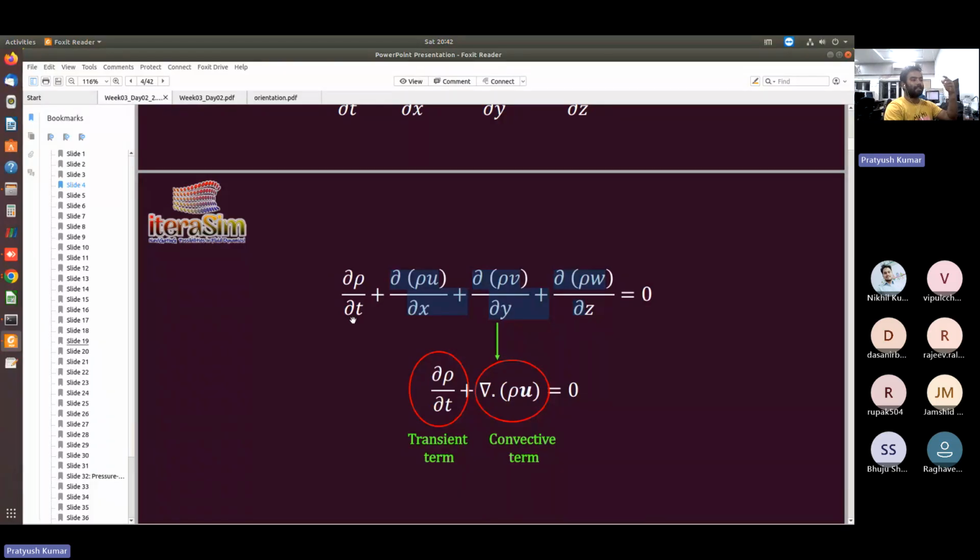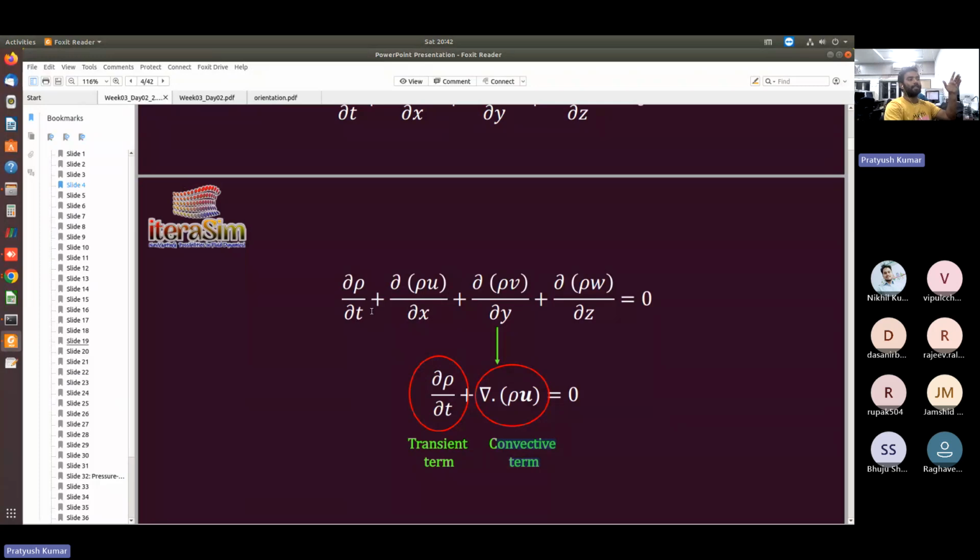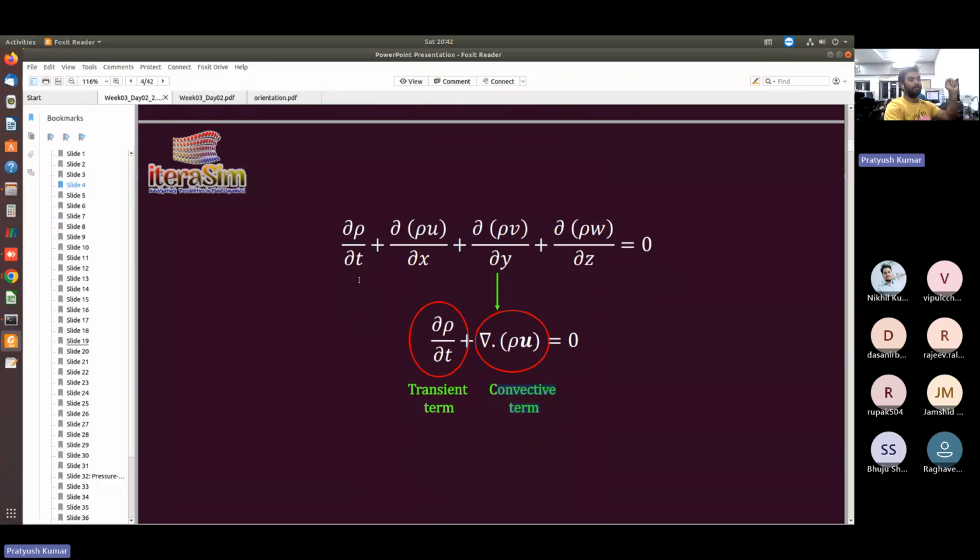Okay, so this transient term and convective term, for any kind of scalar partial differential equation, either for mass transfer or species transfer, that you are going to write, you need to have this transient term as well as this convective term. So this is the general form for the density. Similarly, you can write this kind of equation for any scalar property phi. So the density can be any physical property, that is phi.